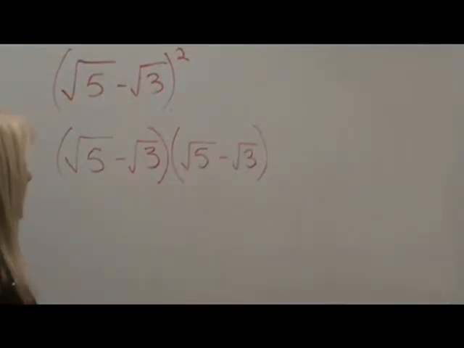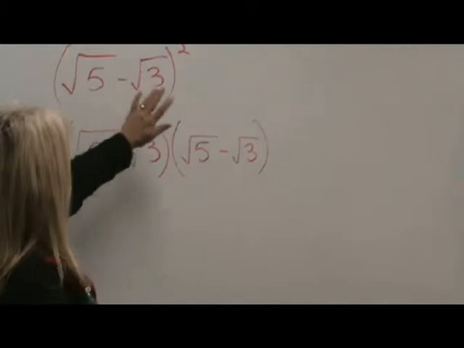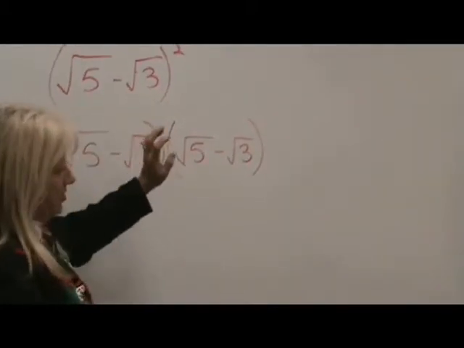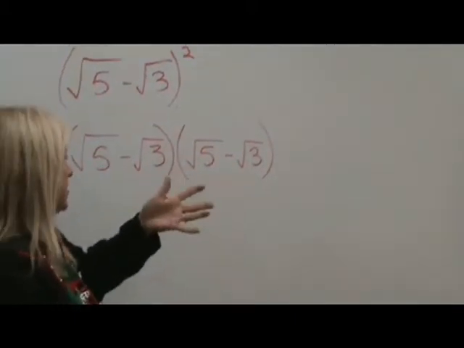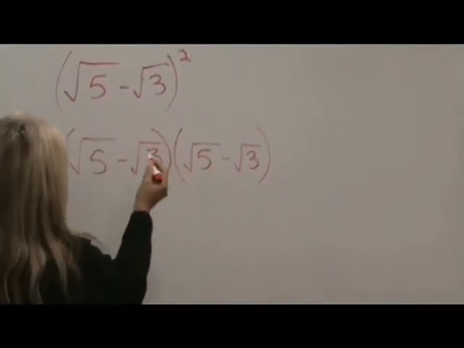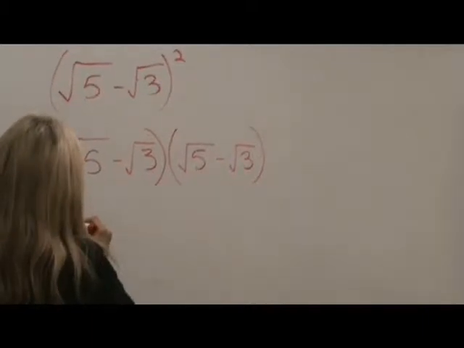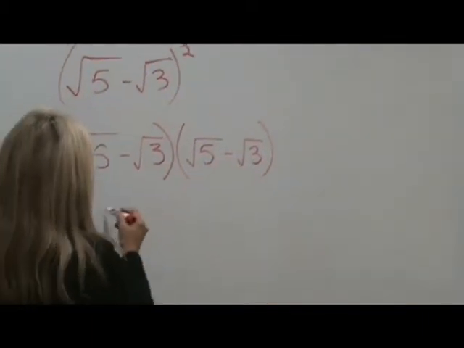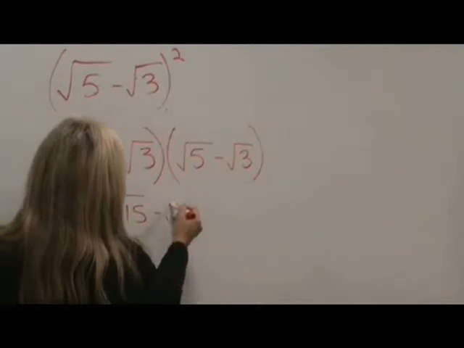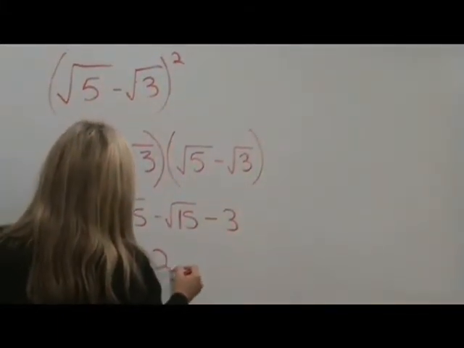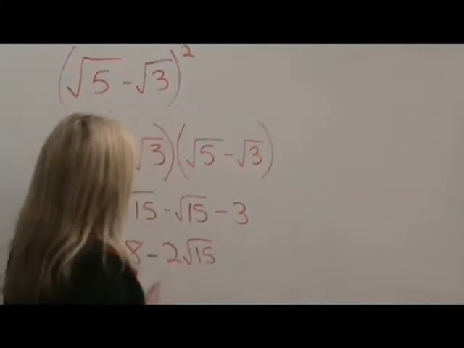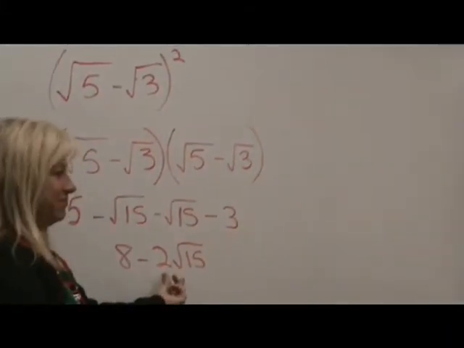No, not anytime. There's a little rule that says you square the front and you square the back, but you multiply inside and double it. That was talked about in chapter 6 and chapter 5. But if you multiplied it out, you're going to have 5 minus the square root of 15 minus the square root of 15 minus 3. So we'd have 8 minus 2 square root of 15. So you have that middle term.